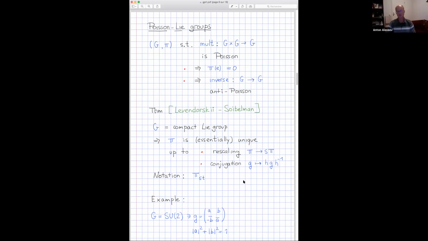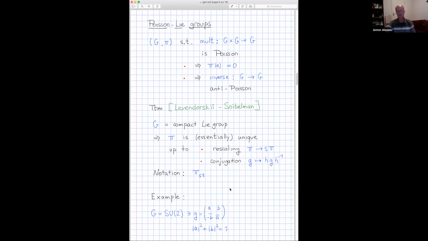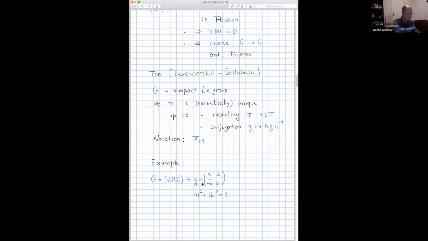Here I wanted to give you an example of a Poisson structure on SU2. Maybe we can skip it for a moment, and maybe in the end I will come back to it, because I wanted to give you examples and exercises, to be honest. Now, I wanted to write it explicitly, or maybe I still do it. Let me try. Let me write it on the board.